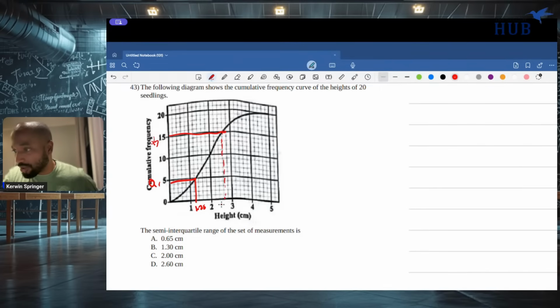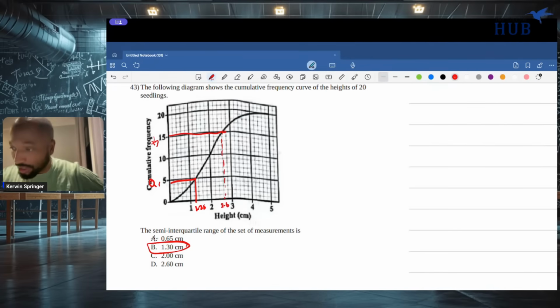And it's looking like about 2 point something, a little extra. It's not 7.5, but maybe like 2.6. Subtract, you get about 1.3. So B is the answer. Just a little over 1 is the interquartile range.